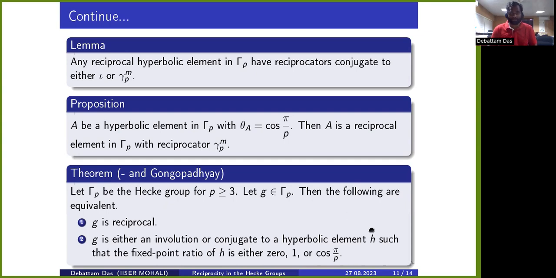So here is the next theorem: let gamma p be a Hecke group for p greater than or equal to 3. Then g is reciprocal if and only if g is either an involution or conjugate to a hyperbolic element which has fixed point ratio either 0, 1, or cos pi by p. This is our final result.